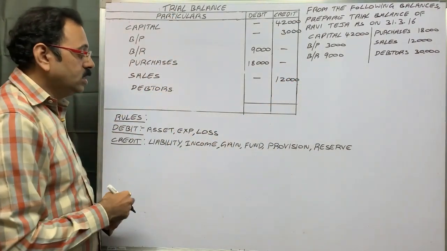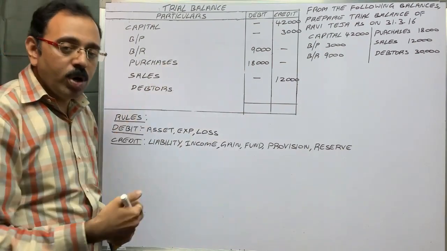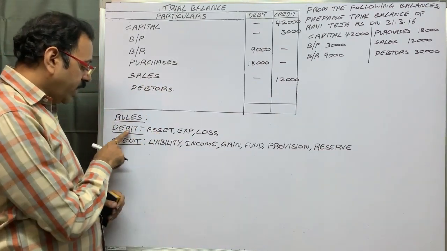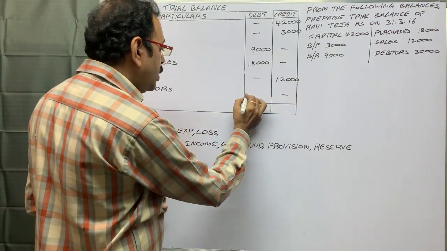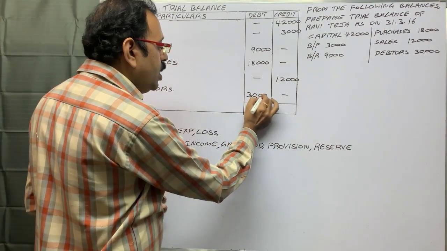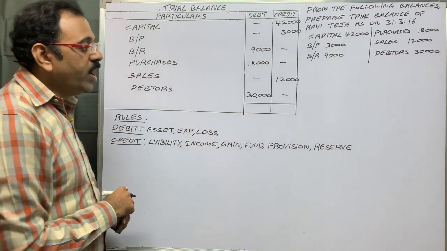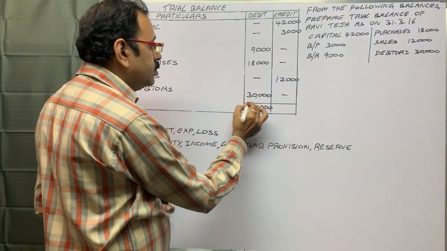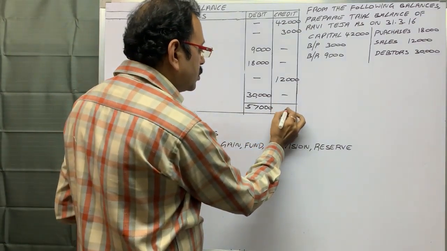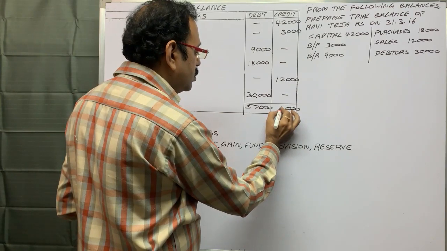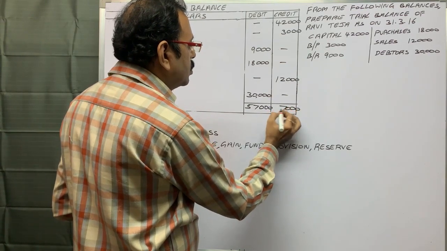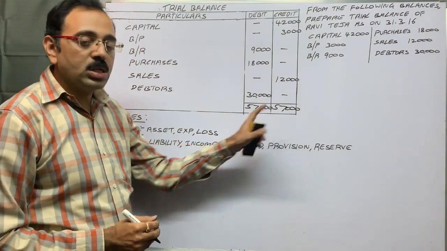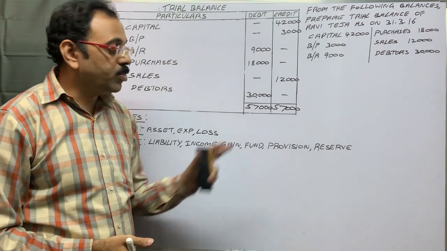Then debtors. Debtor means who? A person who is liable to the firm. So we have to receive money from them. It is an asset to us. Asset we should write in debit column. So write down the amount in debit column. Okay. So we have entered everything. Now finally, debit and credit columns you have to total. So two column totals are same. Trial balance is tallied. Then your problem is correct.